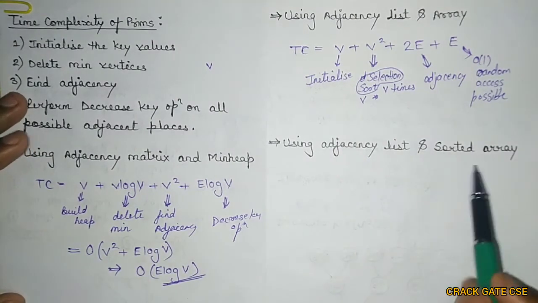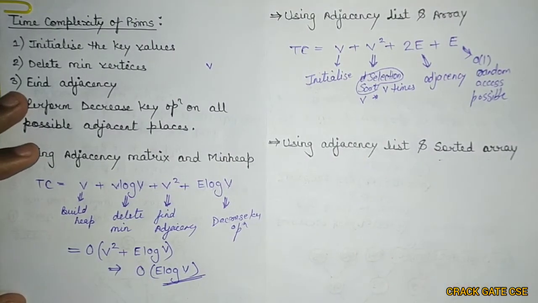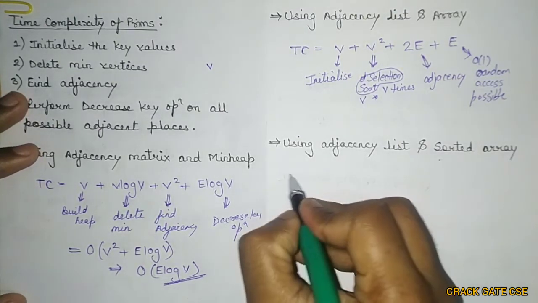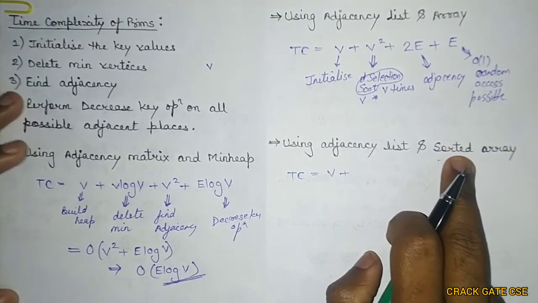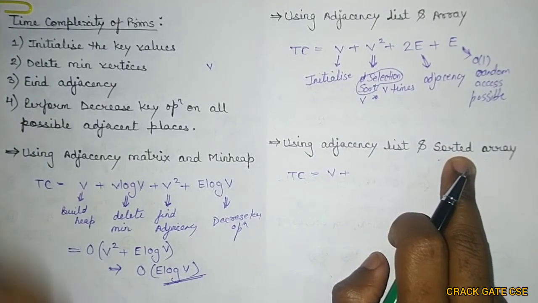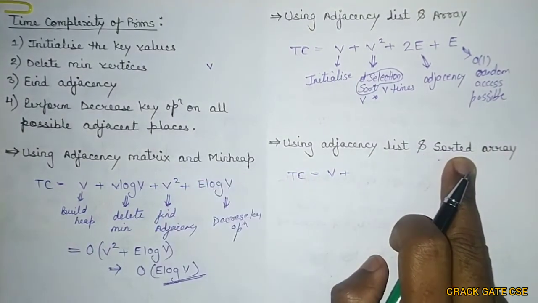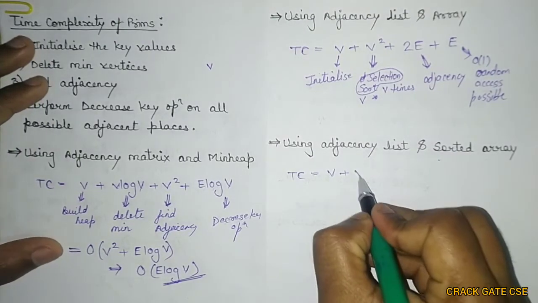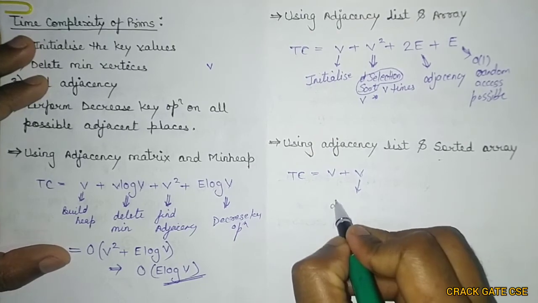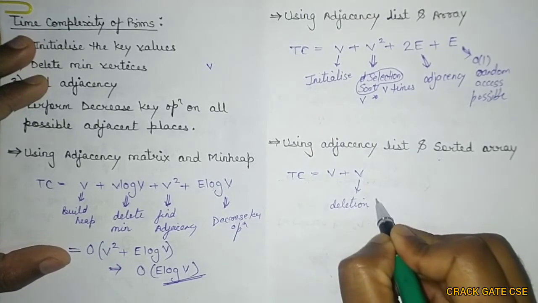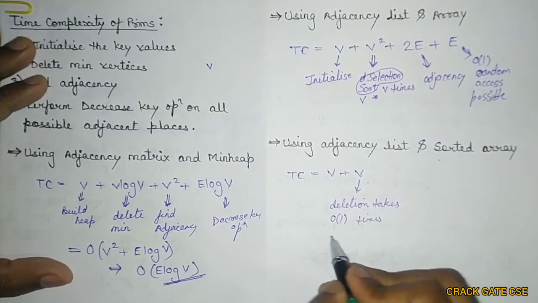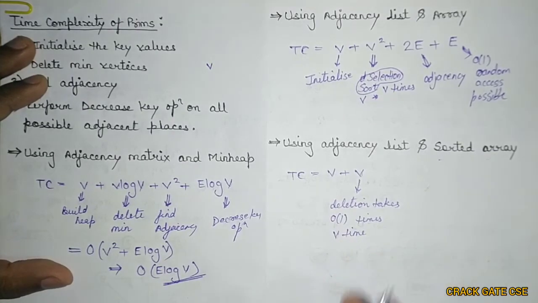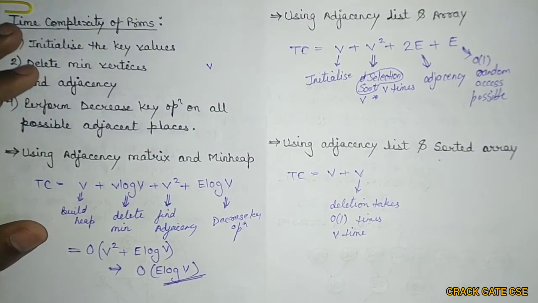Similarly, adjacency list and sorted array. Here I am having a sorted array. So what will change in the sorted array? See, everything will be pretty much the same as this, like this V, and it is a sorted array. That means we can easily find the minimum value every time. So it will take order of 1 to take the minimum every time, and then we have to delete V times. That means it will be V, because deletion takes order of 1, that is constant time, and we have to do that V times to delete the V vertices, because we have to select the minimum V times.